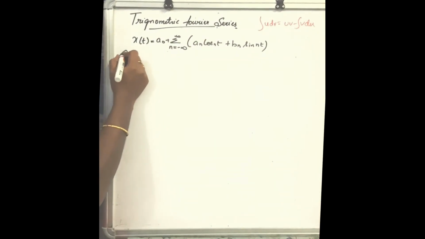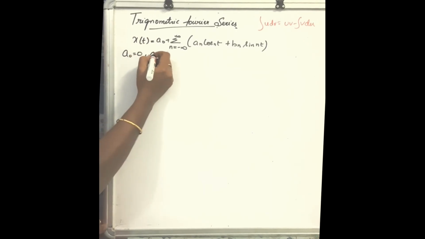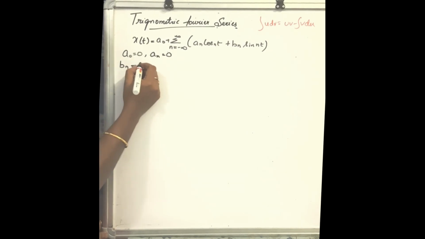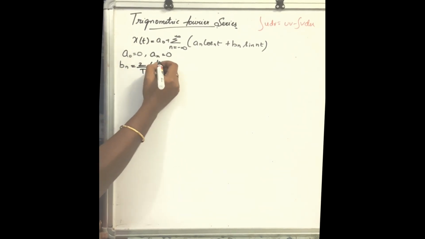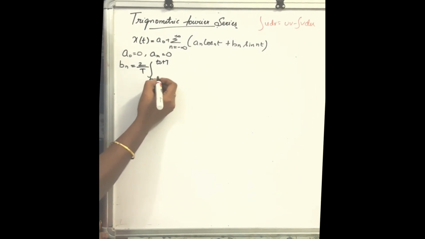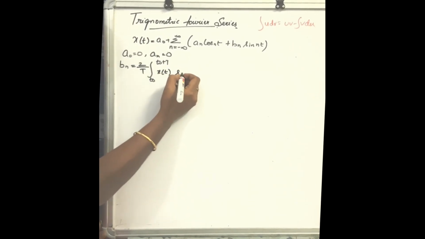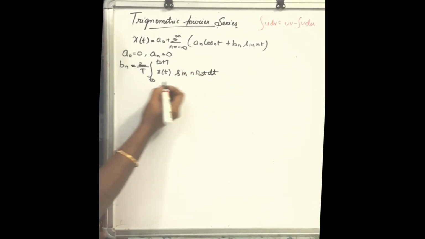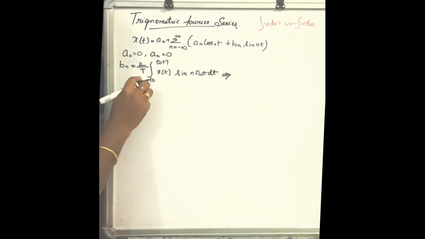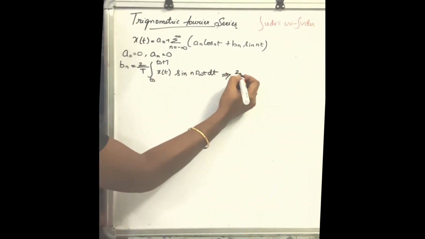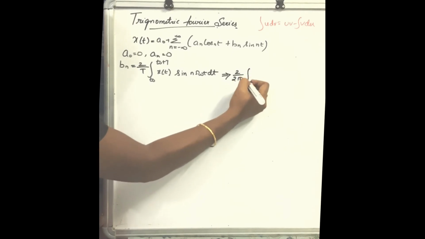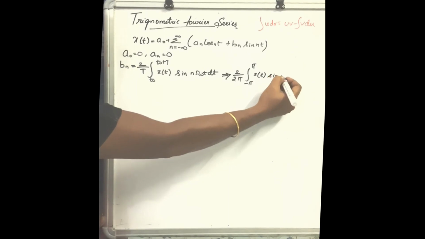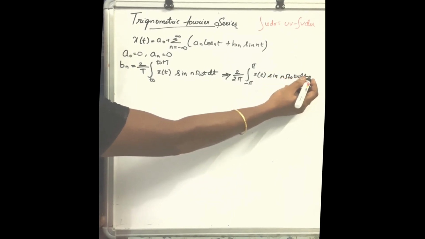Having found a0, that is 0, and an, that is again 0, we are going to find bn, that is 2 by T integral t0 to t0 plus T. This is the basic formula to find bn: x of t sin n omega naught t dt. Now here T is equal to 2 pi. So 2 by 2 pi integral minus pi to pi x of t sin n omega naught t dt.